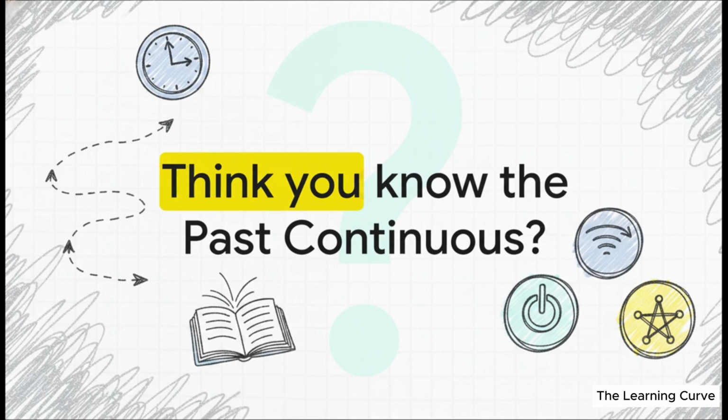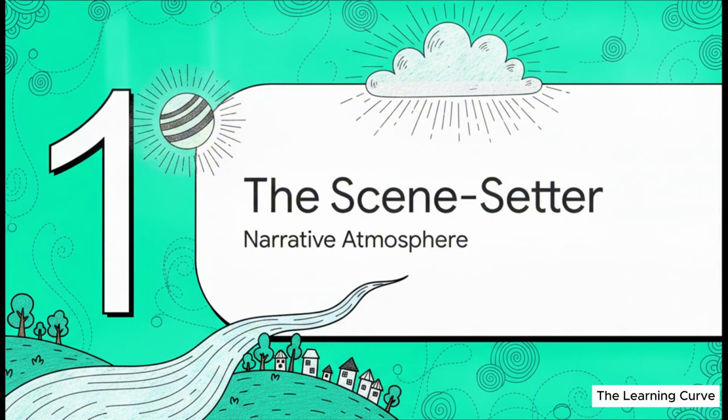Today, we're going to look at the past continuous not just as some boring timeline marker, but as a seriously dynamic tool for social manipulation and creative storytelling. We are going to unlock its three hidden superpowers. Let's dive in. All right, here is superpower number one, the scene setter, setting the narrative scene.